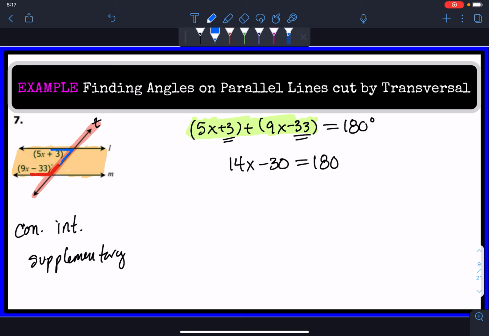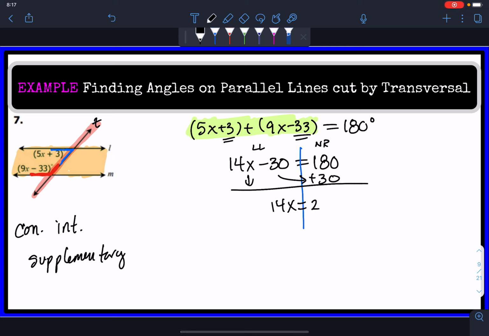From this point on, we follow our normal technique of solving these types of equations using that letters to the left, numbers to the right technique, and moving anything that does not have a variable to the right side and writing it with the opposite sign. So negative 30 on the left makes it a positive 30 on the right, bringing down the 14x and adding 180 with 30, that's equal to 210. We will then continue by dividing 210 by 14 and finding that the value of x is 15.